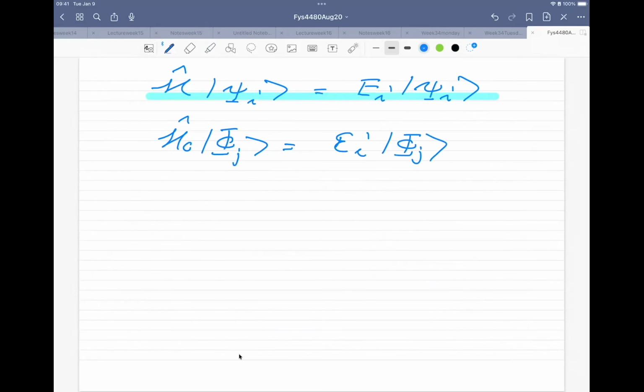This means that if I take this H times phi j, this is not equal to E_j times phi j. Okay. And after the break, we are going to remind you of what an orthonormal basis, ONB, is.